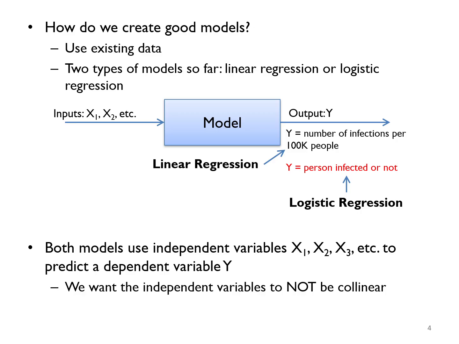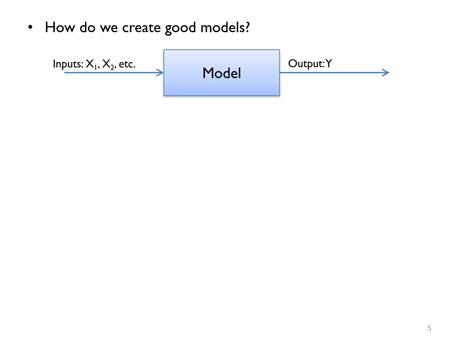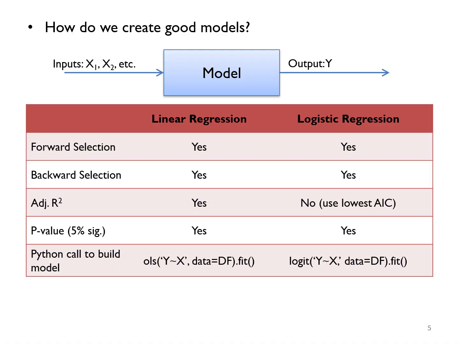The way we create good models, once we've decided whether we're building a linear regression or logistic regression model, is very, very similar. We're going to use either forward selection or backward selection. The first two rows of the table show you whether you're building a linear regression model or logistic regression model. You can use the forward selection or the backward selection method. The forward selection method means you add one variable at a time to your model until you're satisfied.